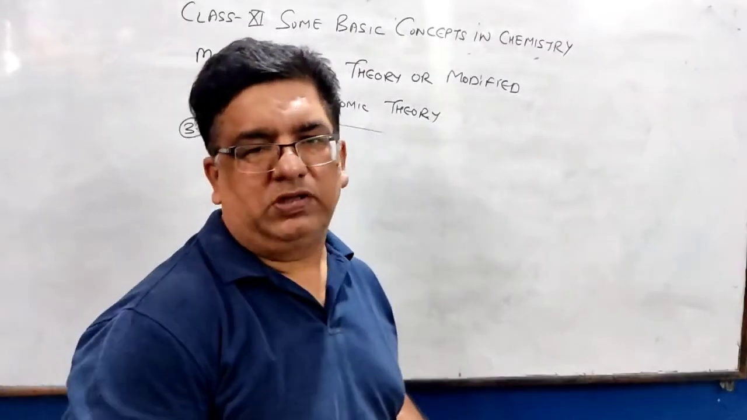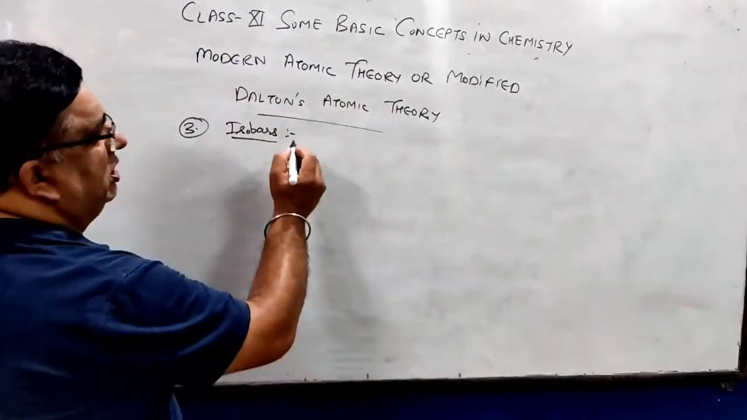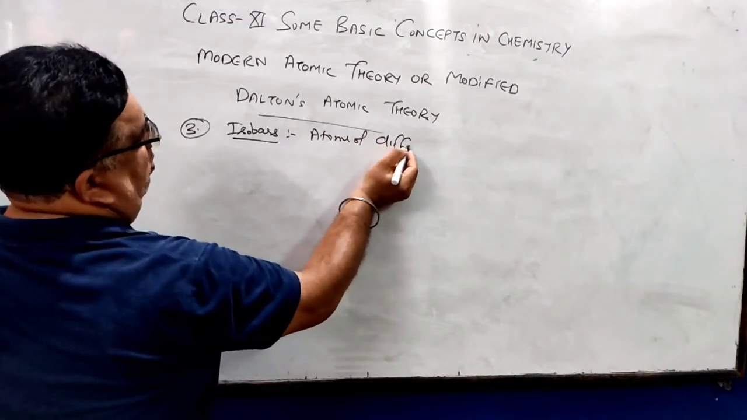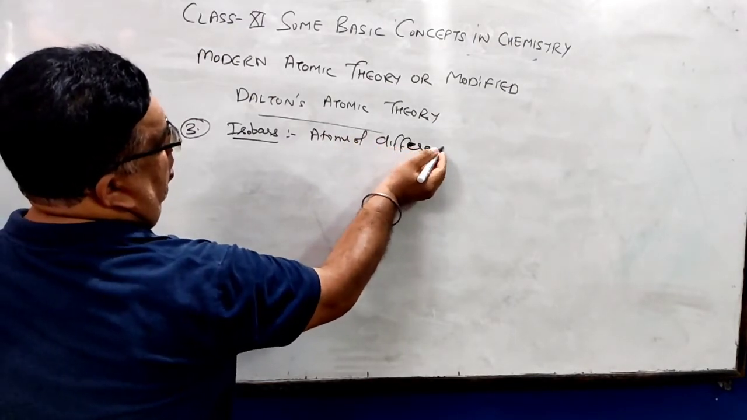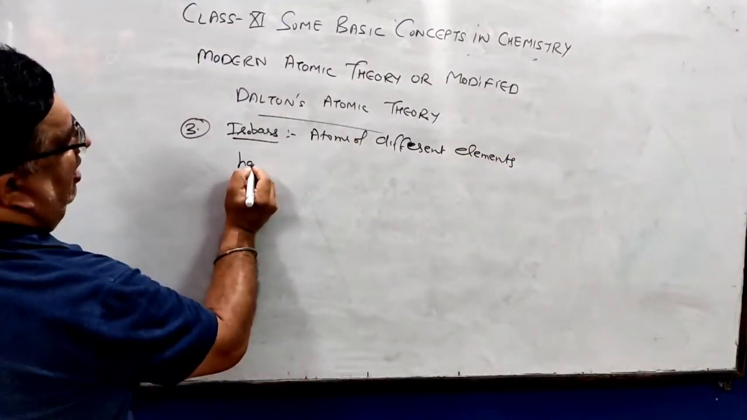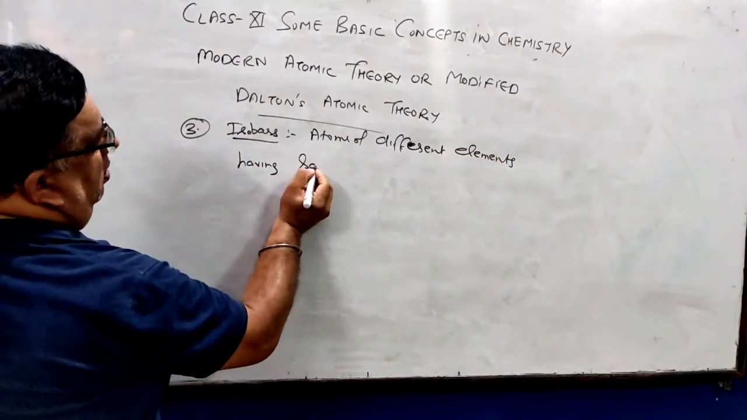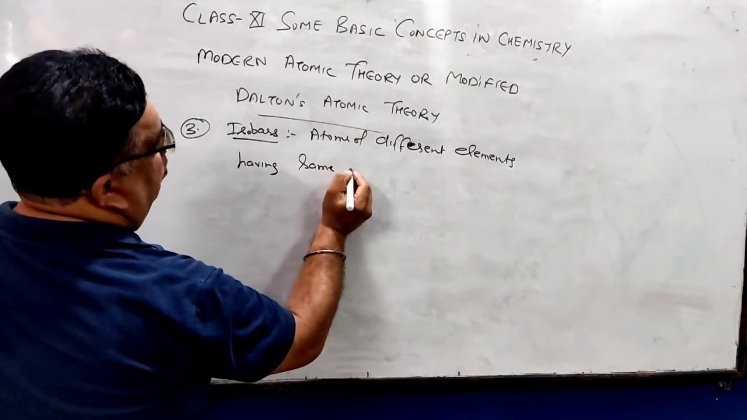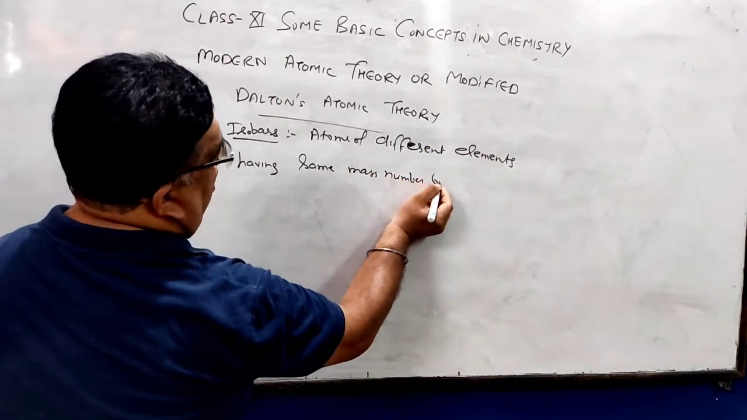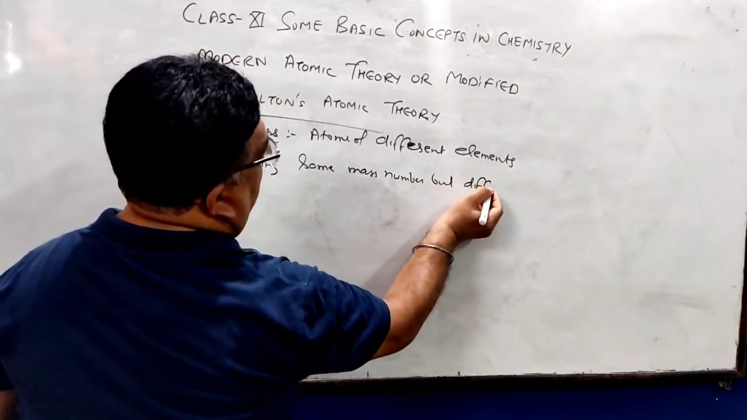फॉर एग्जांपल आइसोबार्स. सो व्हाट आर आइसोबार्स? These are the atoms of different elements having same mass number but different atomic number.